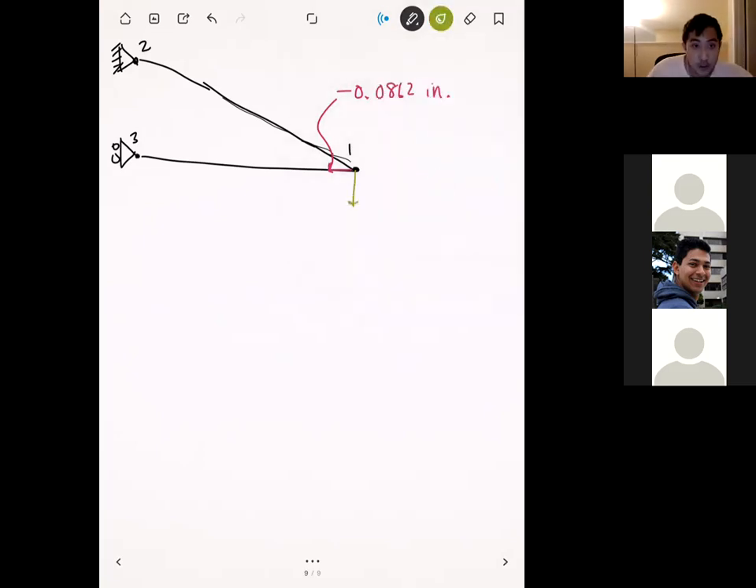And then it's also going to drop down. So we have u1y, and u1y looks like this. u1y is minus 0.549 inches. Meanwhile, node 2 and node 3 are just going to be fixed because they're supported by their supports.